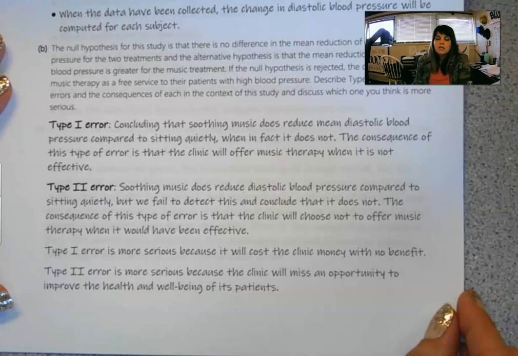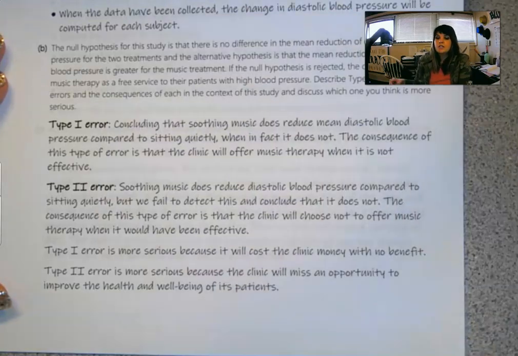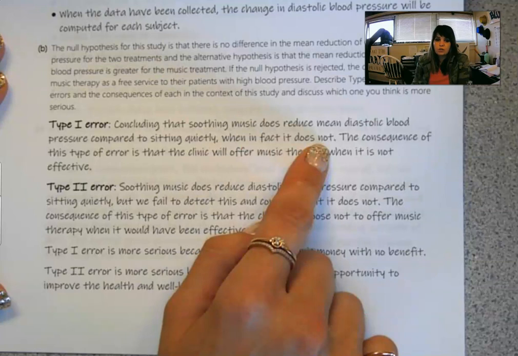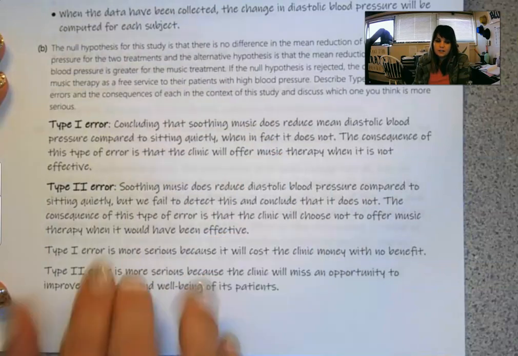B, when you describe your type 1 and type 2 errors, you need to make sure that you are describing them in context. So you want to avoid saying the alternative is true, but we conclude the null. You need to use the context for that. So a type 1 error is when the null is true, but we conclude that it's the alternative. We conclude that soothing music does reduce the blood pressure, when in fact it does not. The consequence is that the clinic will offer music therapy when it's not effective.